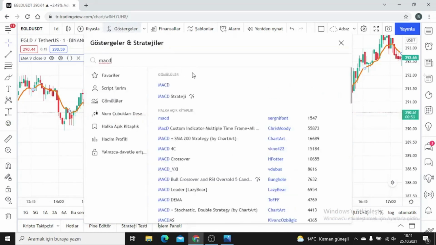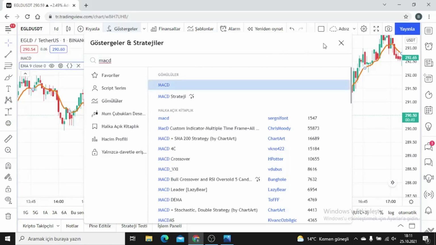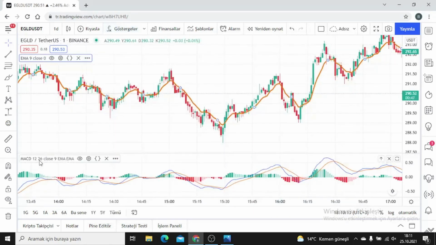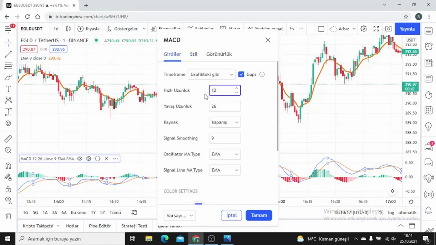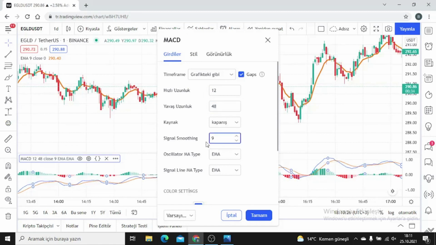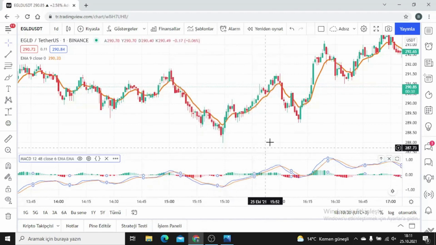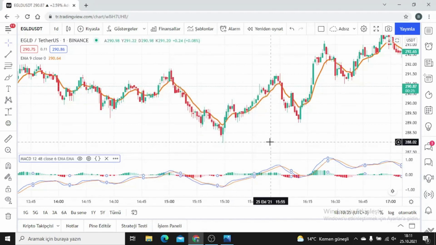I open up MACD from the indicators section. From here, I open up MACD, friends. I open up input settings of MACD. We change the input settings of the MACD. I say our initial input settings are 12, 48, 64, friends. This is how I changed the settings. We open MACD and EMA.